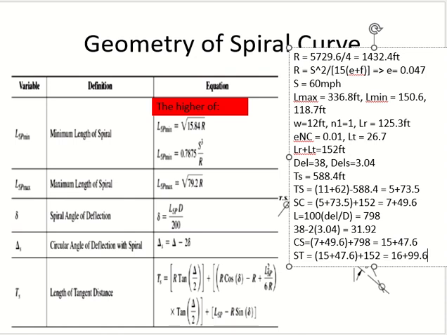Then we subtract them. End of first spiral plus length of circular curve, the start of second spiral. The start of second spiral plus length of spiral, end of second spiral. Okay. So this is how we calculated it.